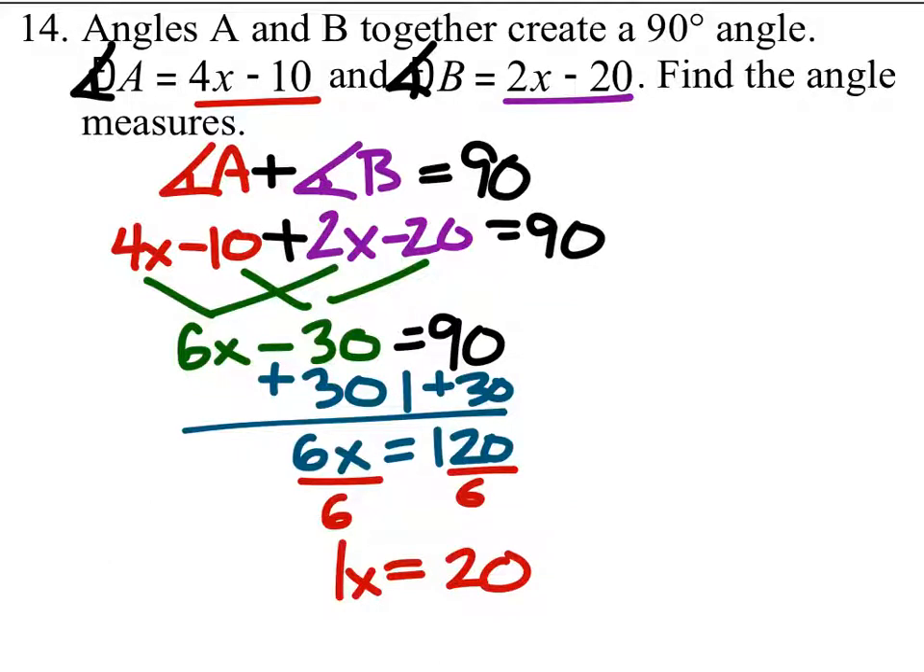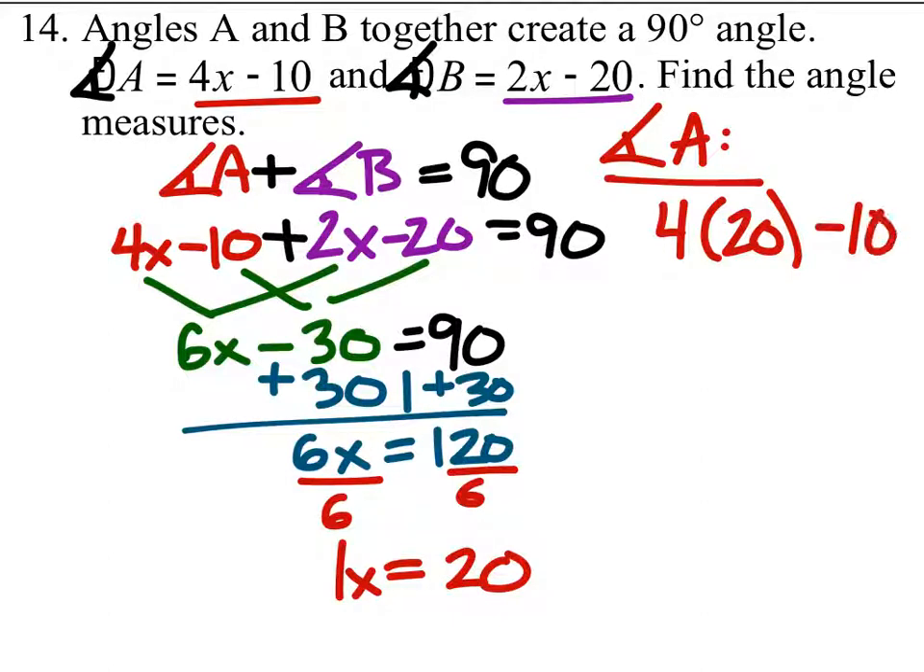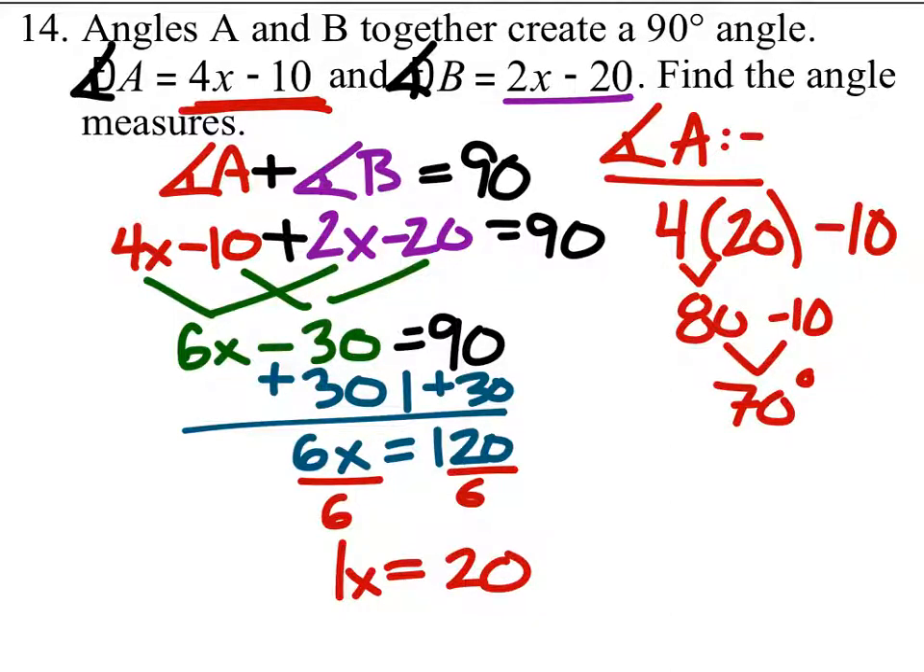So angle A, let's solve for angle A. That was 4x, and x now is 20, but we're going to subtract 10. Again, that's coming from over here, where it told us what angle A was. 4 times 20 is 80, minus 10, 70 degrees for angle A.